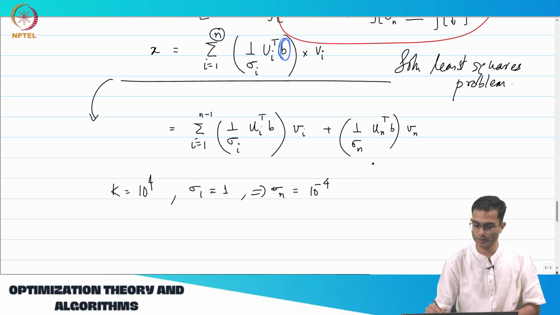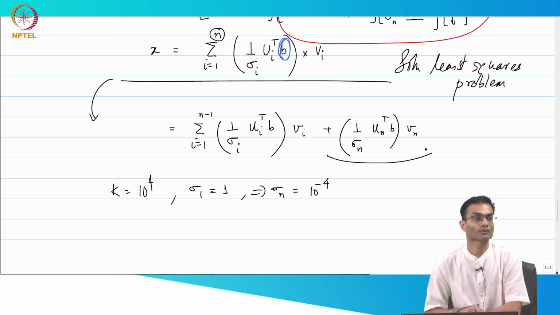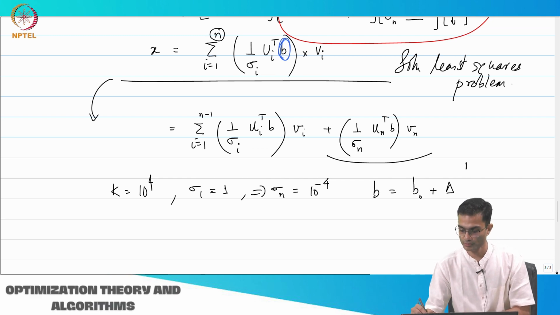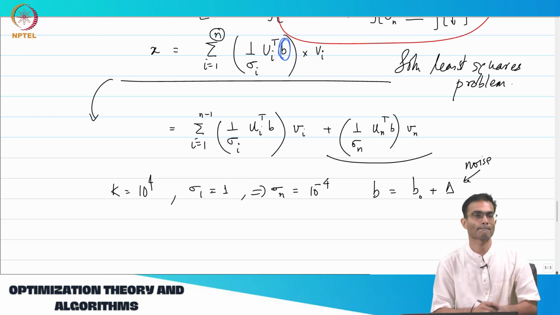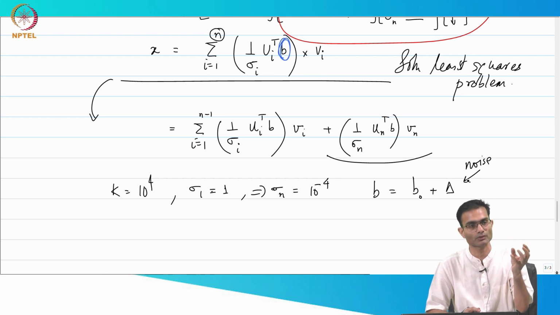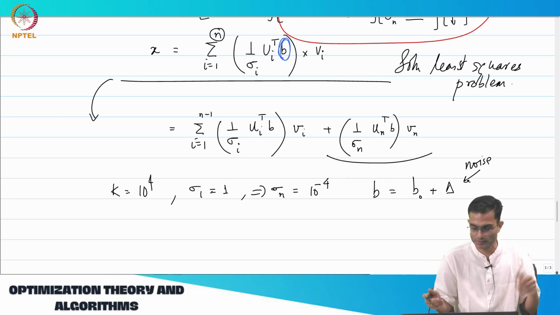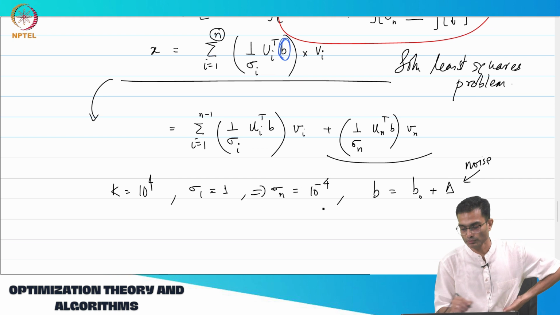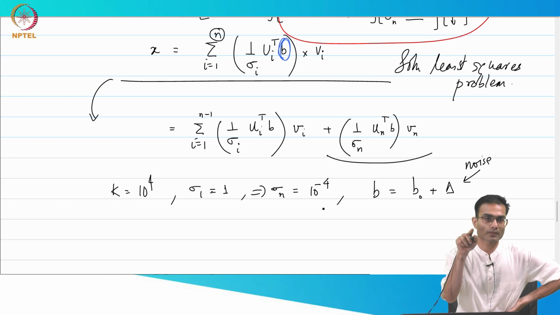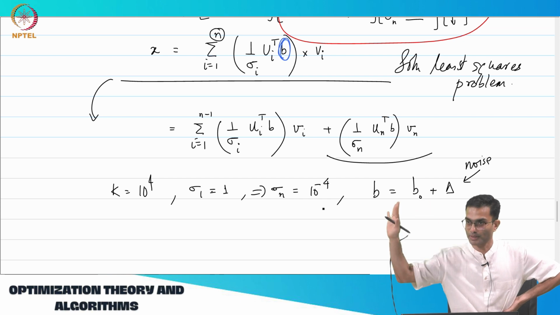So what is going to happen now in this term? 1 by sigma n, 10 to the 4, and b I can write as b naught plus some noise. This noise is inside b, you never have access to it separately. The b is a noisy measurement. It has some true value and some measurement noise, and you can never split the two. You get it as a wholesale deal. So you notice what will happen now? This b which I have written as b naught plus delta, that delta is getting multiplied by 1 by sigma n, which is 10 to the 4. So, that's one noise term.